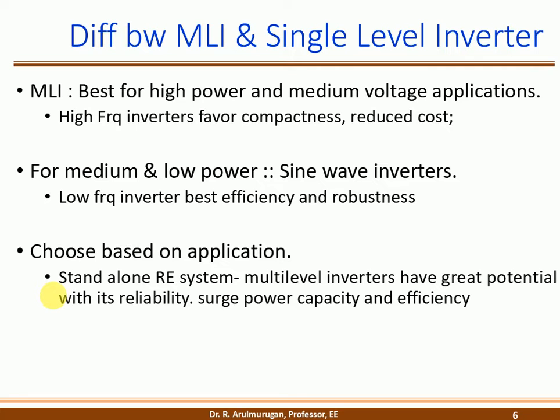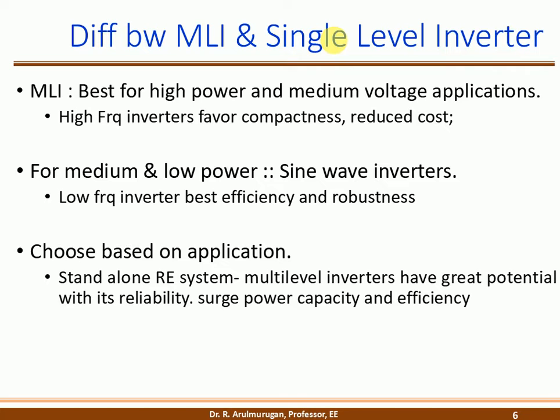What is the difference between them? Why do we go for the multi-level inverter? It is used for high power and medium voltage applications. And what about the frequency? Here a high switching, high frequency inverter is used. High frequency is applicable for the multi-level inverter, but not for the single phase inverter, which is applicable only at low frequency. If you increase the frequency, the losses also increase. That is a drawback of the single phase inverter.